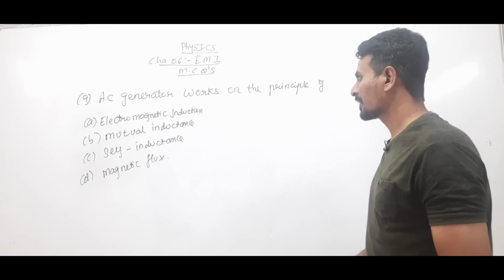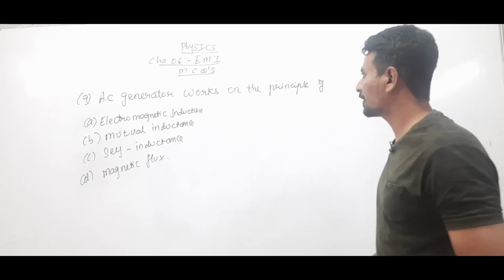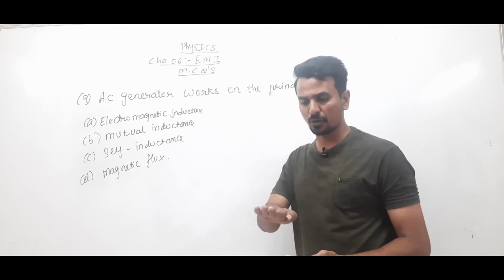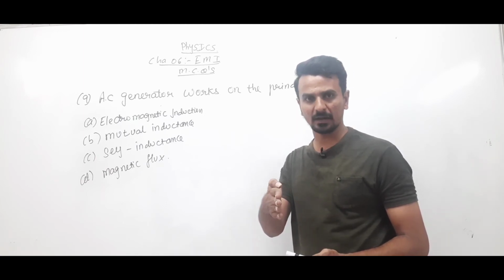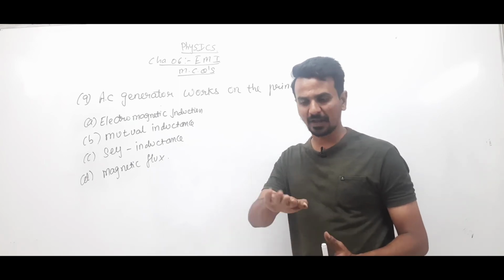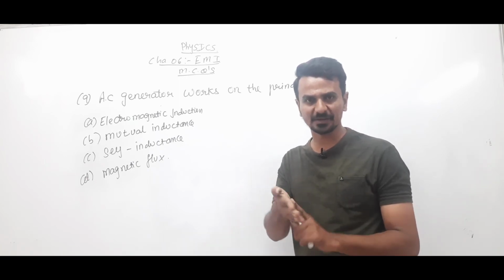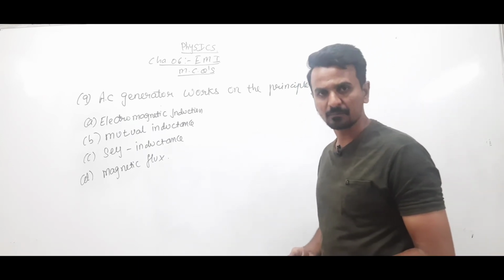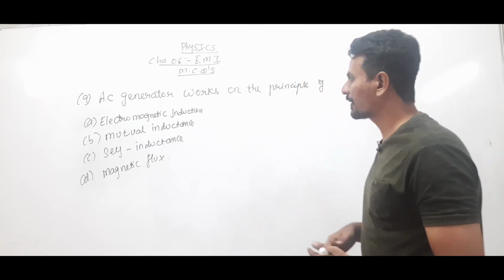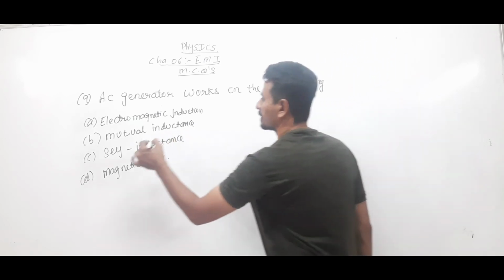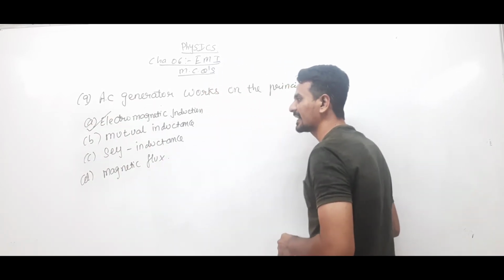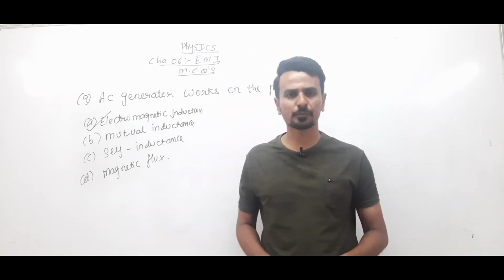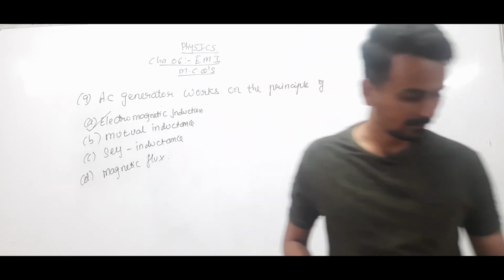Okay, 9th one. AC generator works on the principle of, what is the concept of an AC generator? The coil rotates at a particular frequency omega between the two poles of a magnet. So there will be a change of magnetic flux passing through the coil, and because of that EMF will be generated and current will flow. So it works on the principle of electromagnetic induction. A change of magnetic flux produces EMF, which produces current. So A is the correct option. Okay, fine. The next one.